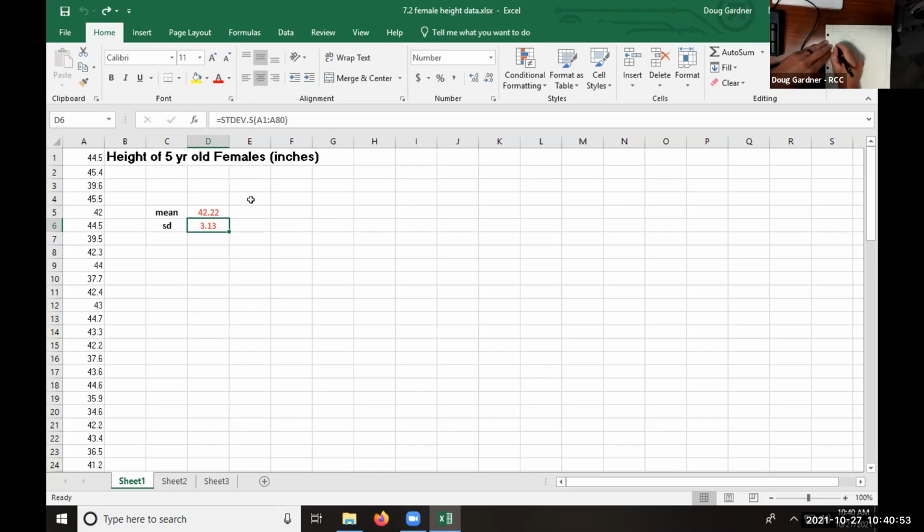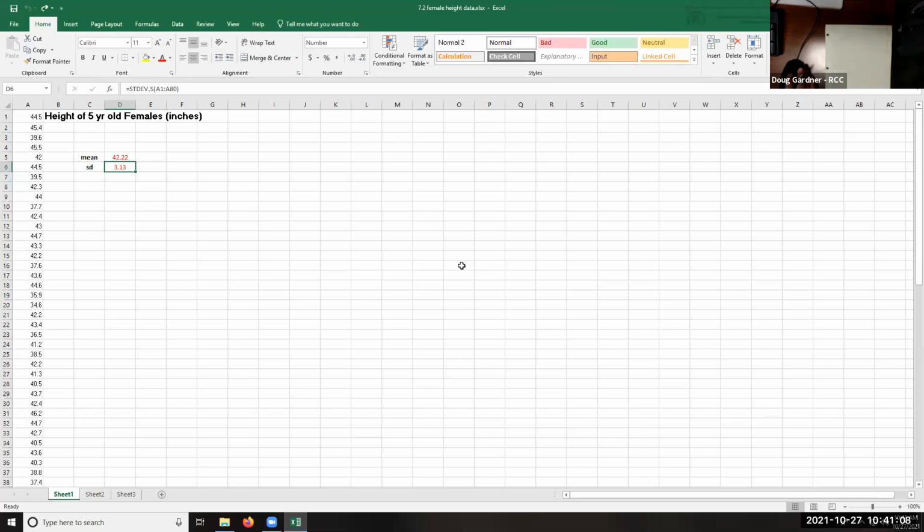So I'm writing this down. 5-year-old females. Maybe you've seen that symbol for females in a science class before. And the mean, we are told, is 42.22, and the standard deviation, we are told, is 3.13. And I'll go ahead and put the units in there, inches.